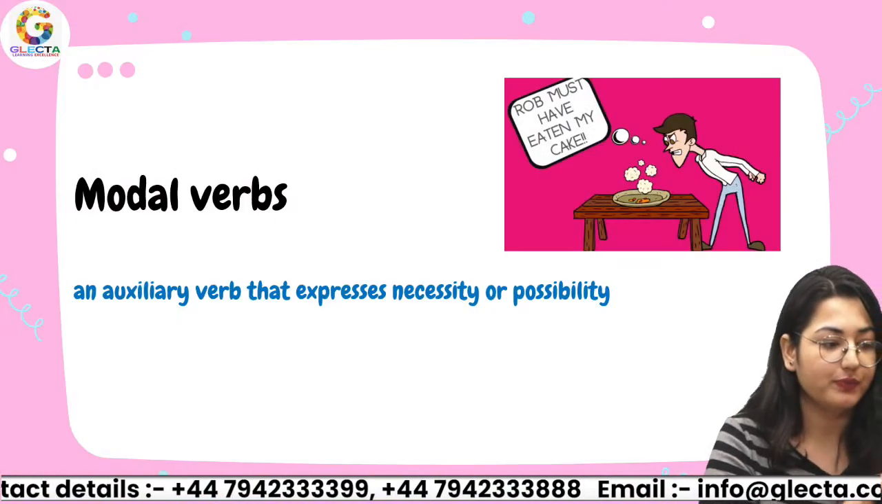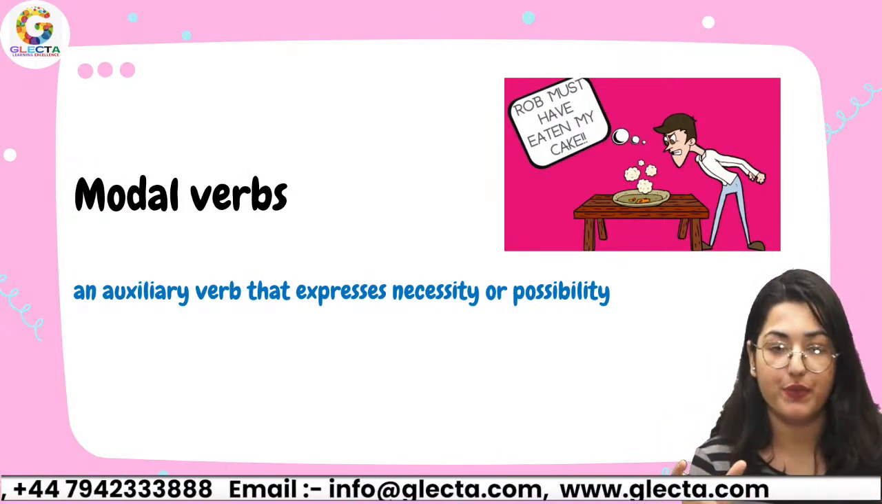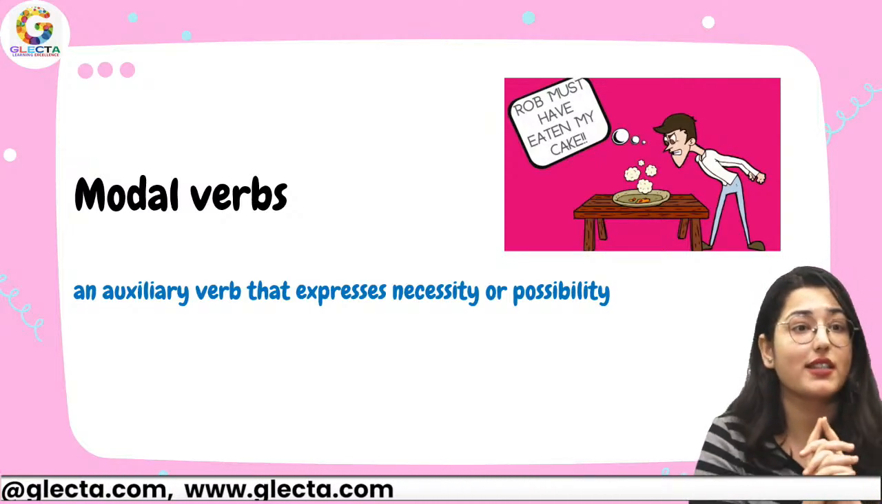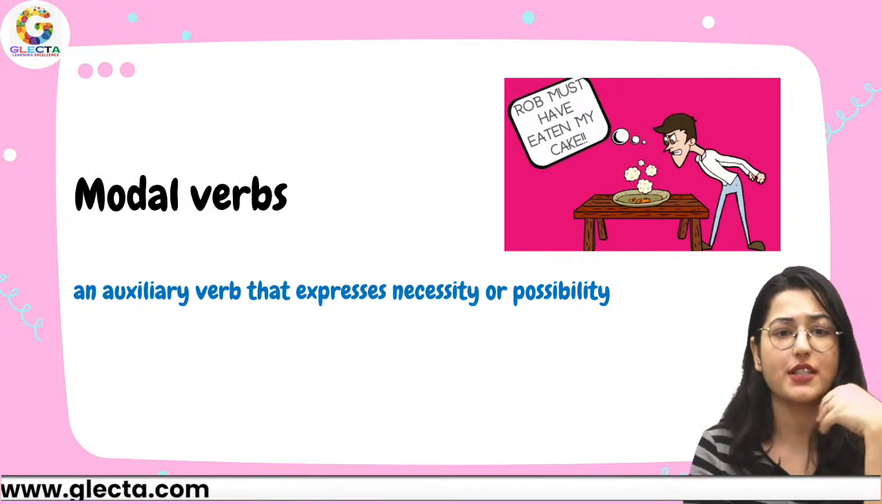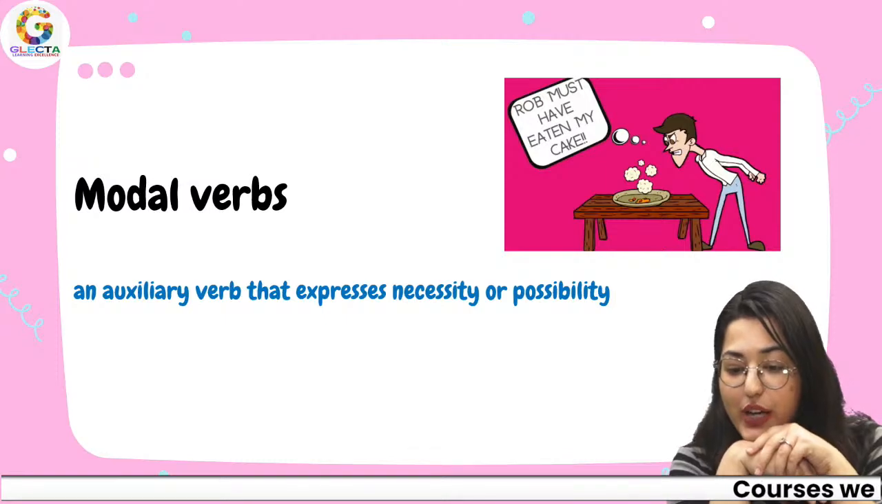Very good. Now, the next topic that we need to work on is modal verbs, okay? An auxiliary verb that expresses necessity or possibility, like something will happen, the possibility is there or the necessity is there. So we need to quickly talk about the modal verbs.